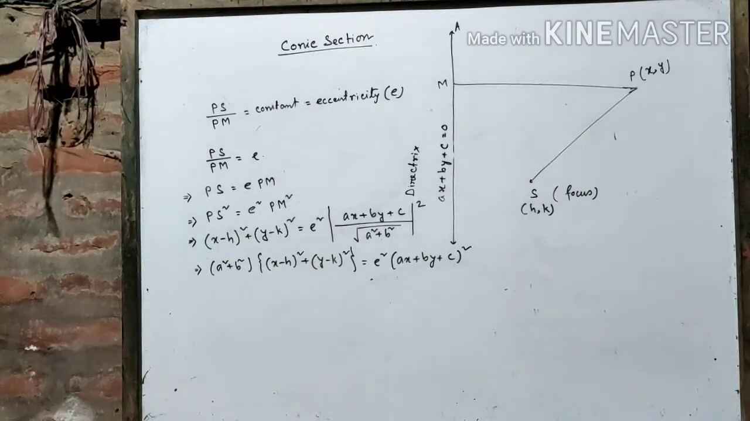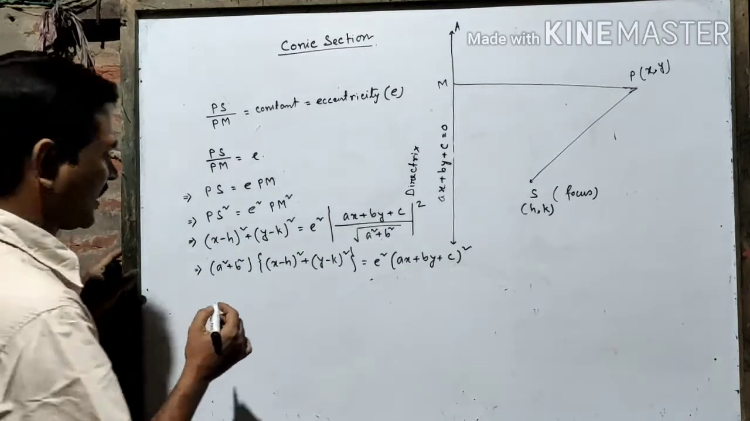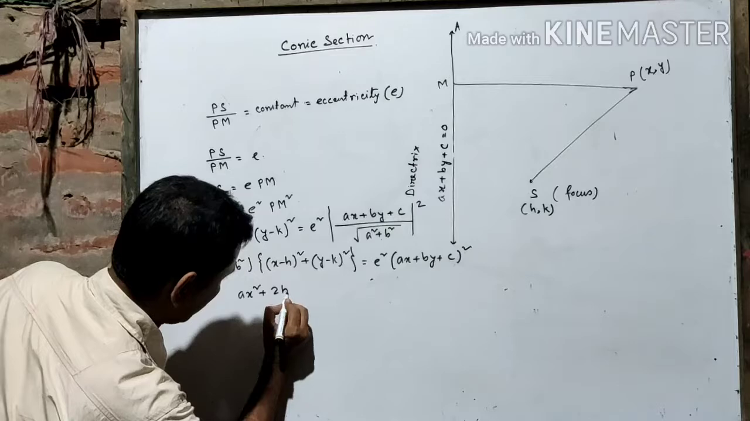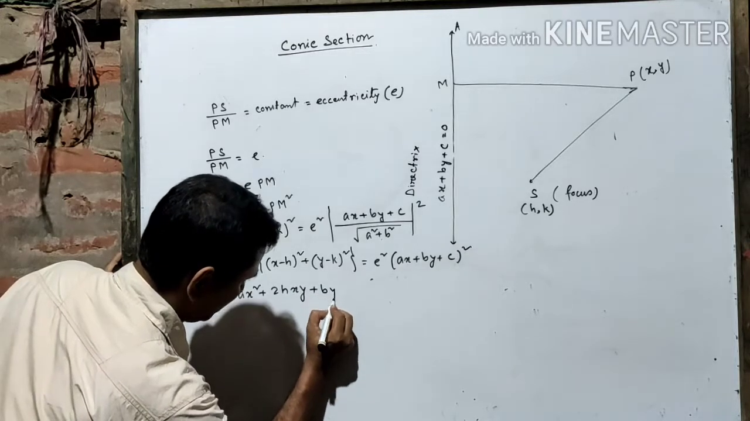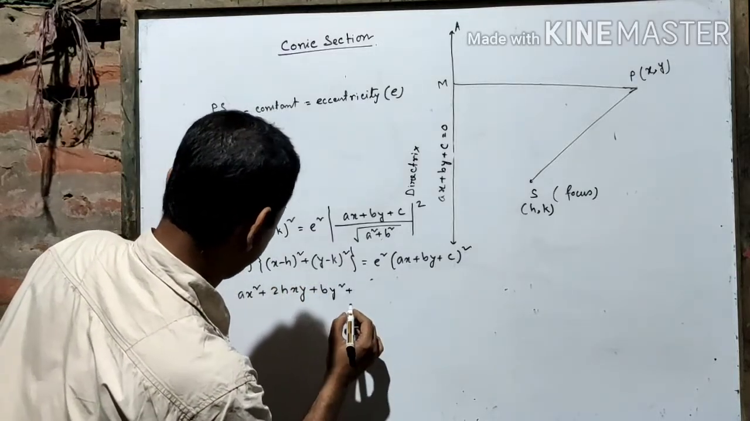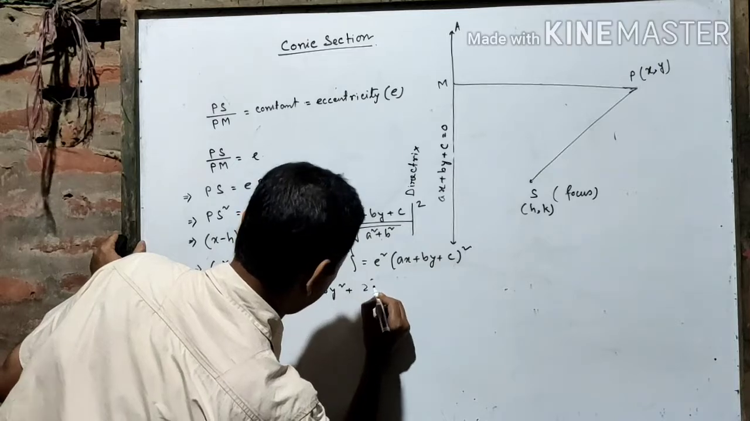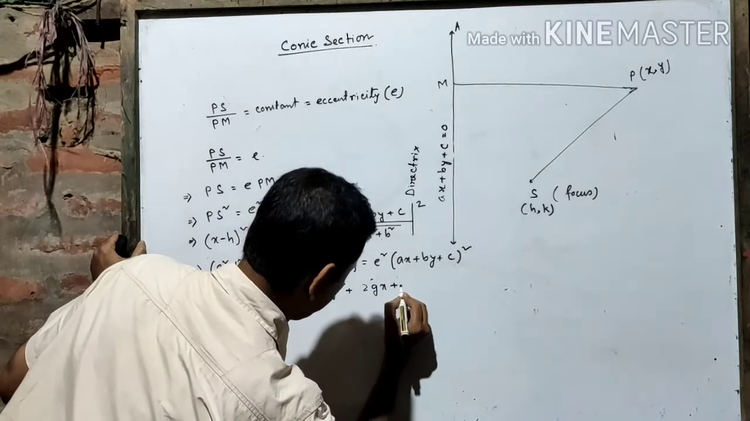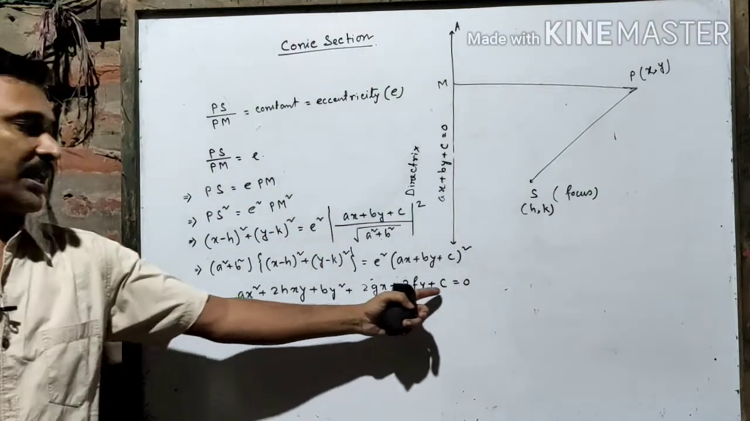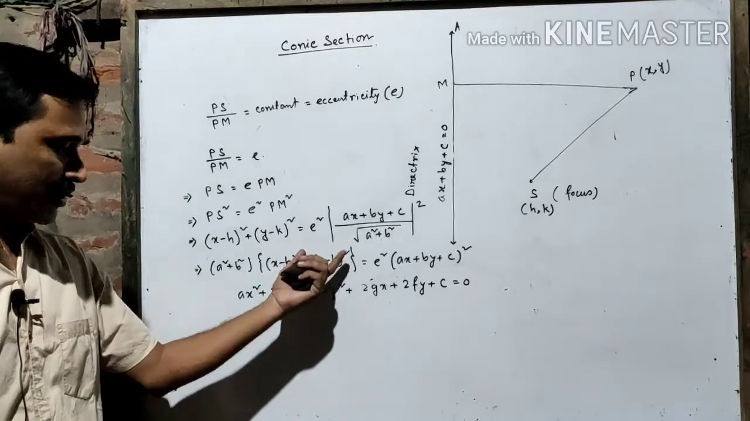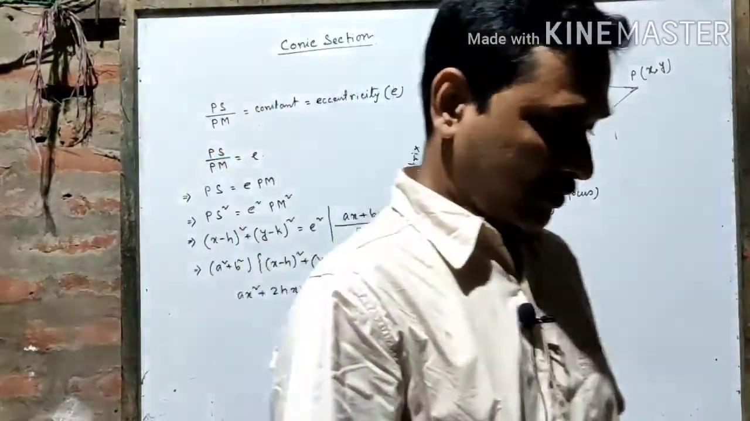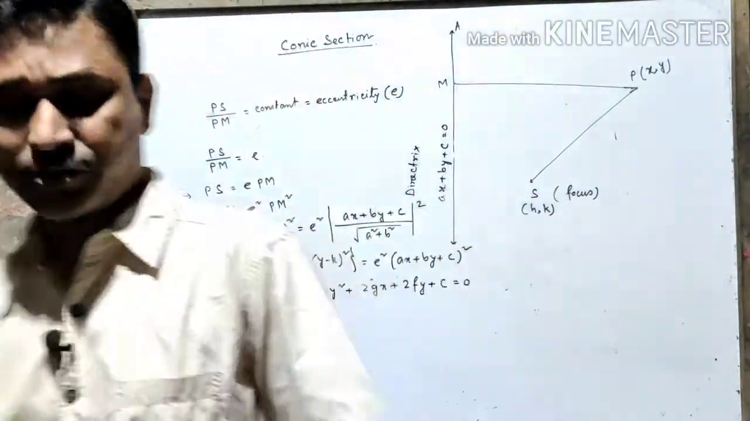So this is the general equation of a conic. On simplification, this may take the structure like this: ax square plus 2hxy plus by square plus 2gx plus 2fy plus c is equal to 0. This structure comes on simplifying this equation. So this is the structure of the general equation of a conic. Okay, that's all about the general equation of a conic.